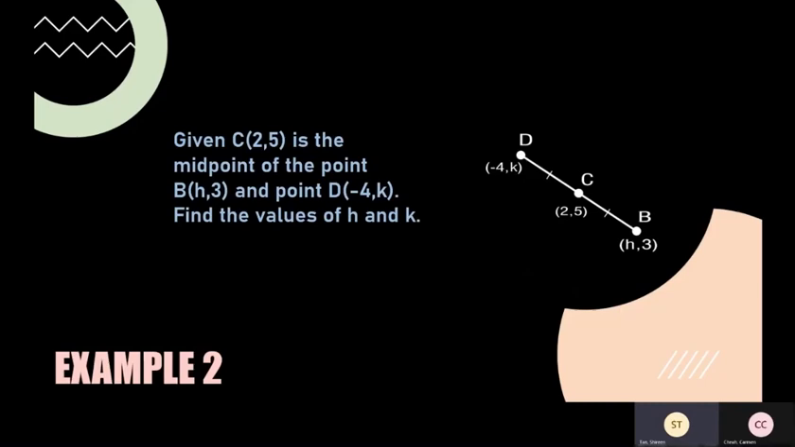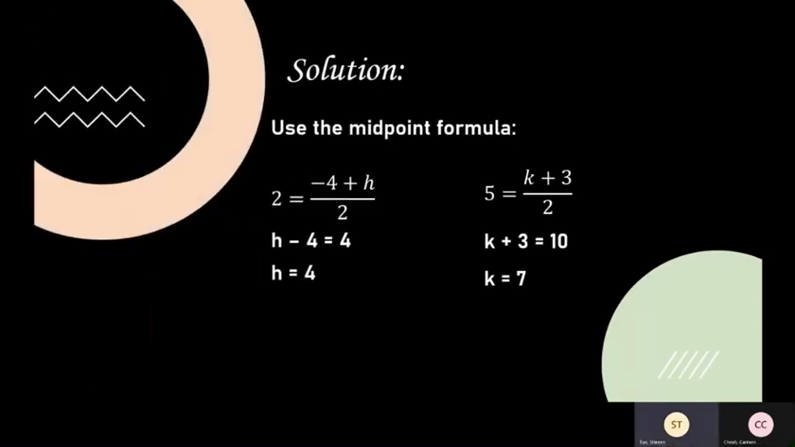Given that point C with the coordinates of 2, 5 is the midpoint of point B with the coordinates of h, 3 and point D with coordinates of -4, k. Find the values of h and k. We can apply the midpoint formula to find the solution.